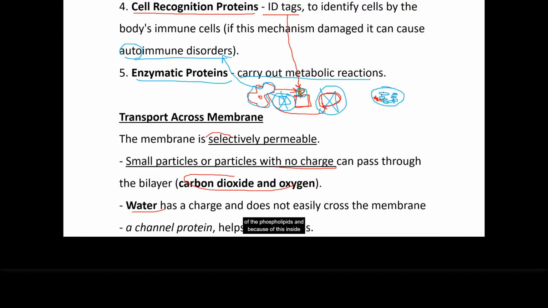And because of this, inside of the membrane, we have special transmembrane protein channels, which help water to move in and out of the cell. They are called aquaporins.